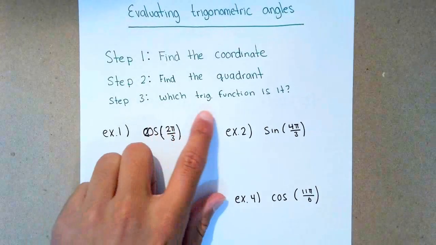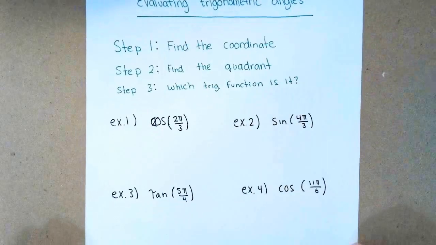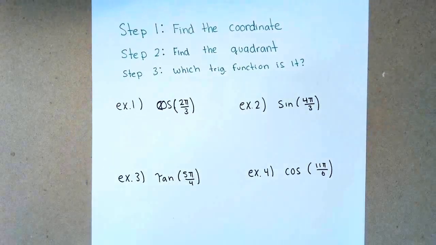And the last one, which trig function is it? Is it sine? It's y. If it's cosine, is it x? Is it tangent, y over x? Or is it a reciprocal? So those are the 3 steps that you have to do. So let's go ahead and do an example.